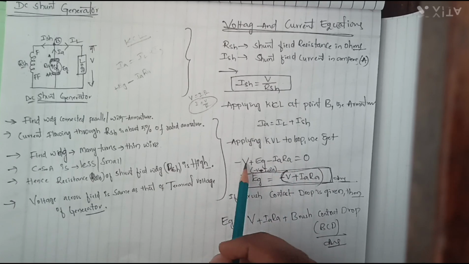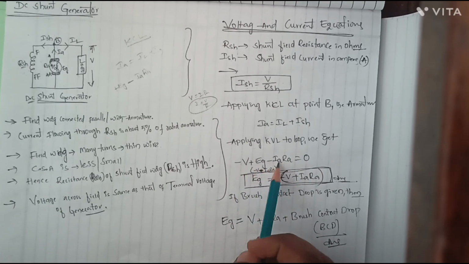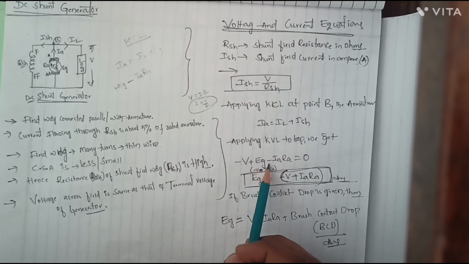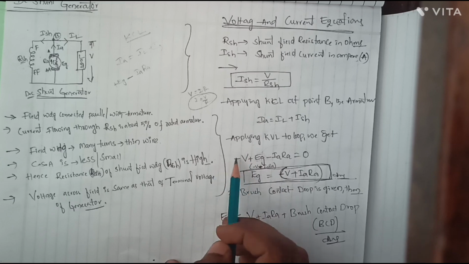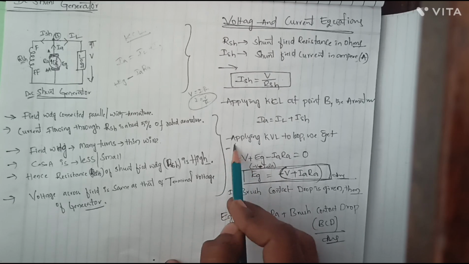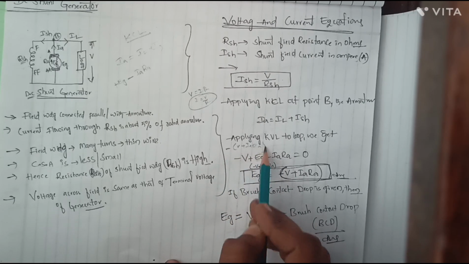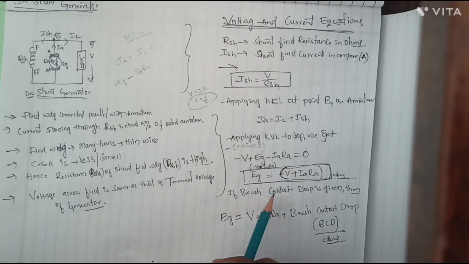So minus V plus EG minus IA RA equals 0. We need the generated EMF, that's why EG is on one side. EG equals V plus IA RA. If the brush contact drop is given, then EG equals V plus IA RA plus brush contact drop.